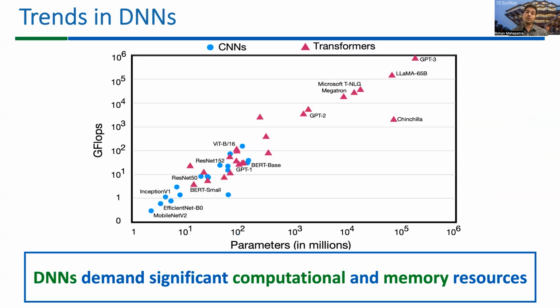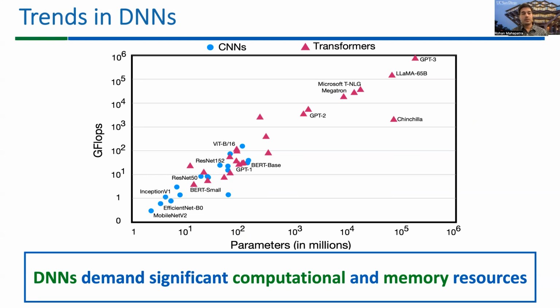These accelerators provide a lot of compute throughput. For instance, as shown in the slide, on the x-axis, you see the parameters of deep neural networks in millions. The y-axis plots the gigaflops that the deep neural network model requires, right? And on the bottom left corner, you see that the previous DNN models such as MobileNet or EfficientNet had significantly fewer parameters and demanded a lesser amount of compute throughput in terms of gigaflops.